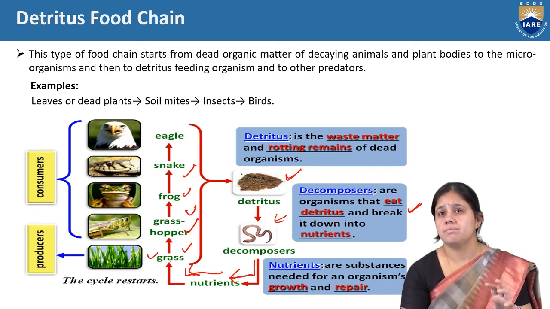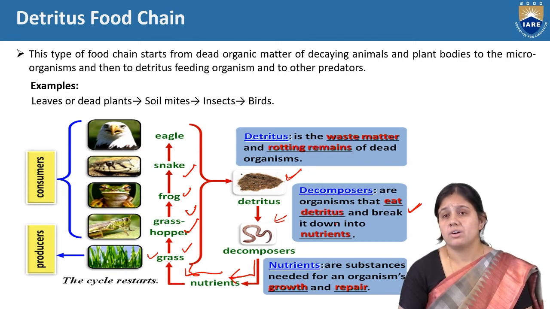The detritus food chain is very significant in the ecosystem because it frees up space of organisms also. They just break down the rotting remains of a dead organism into nutrients, so they make the spaces free up also.